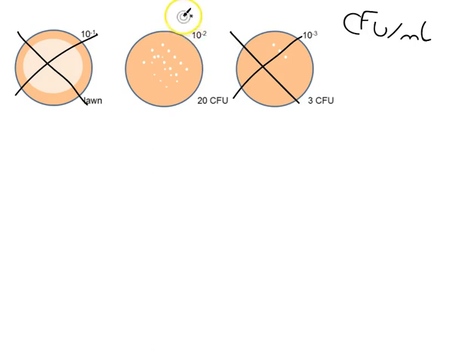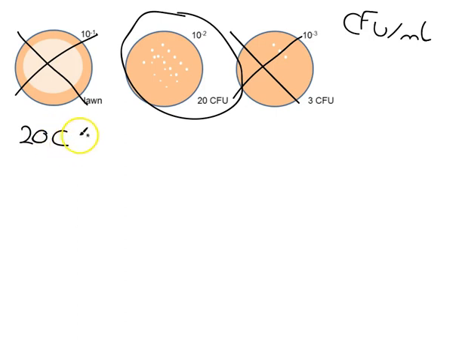So we're going to choose this one just here, and I've already counted the number of colonies on this plate as 20 colony forming units, and colony forming units is just a nod to the fact that not everything you put onto an agar plate will grow. So we've already got quite a lot of information here. So we already know that we've got 20 colony forming units.